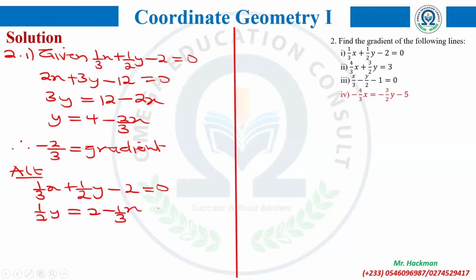Is my point well made? Yes. I want to make y stand alone. Instead of multiplying by the LCM, I have to multiply by 2 so that this will cancel, and the y will stand alone. The coefficient will be 1. Exactly. So that will give me this 1 times 2 will give me y. This 1 times 2 will give me 4. This 1 times 2 will give me 2 over 3 x. There is a minus already there. So in this case, if you compare, you say the gradient here is the coefficient of x, and that is minus 2 on 3.